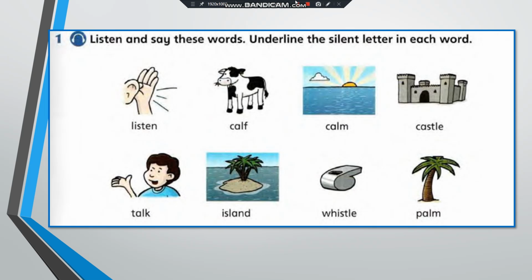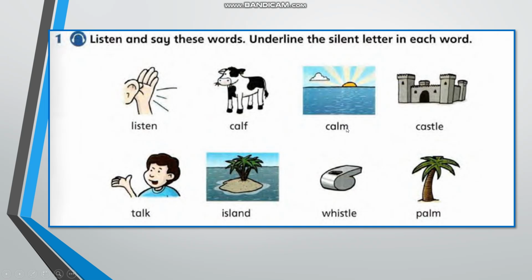Let's listen to the words together. The first word Sadis is listen. Now we have here a listen, the T is silent. So we don't say listen, we say listen. We have the word cough, and you can see the picture here. In cough, the L is silent. And also we have a silent L in the word calm.